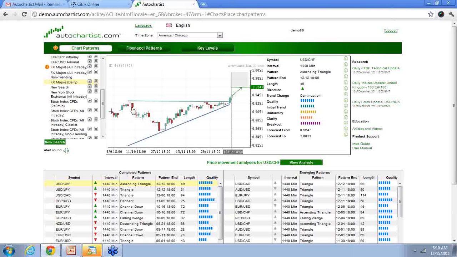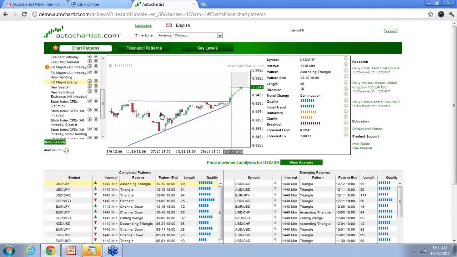Uniformity and clarity look at how the pattern was formed. Were there gaps? Were there spikes? Are these tops and bottoms equidistant? You know, is there something that makes it appealing to a trader?